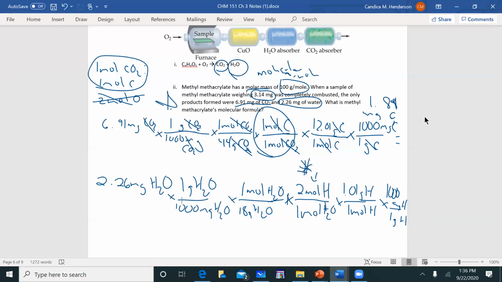So after this whole setup, we end up with a value, and you always want to check and make sure that your units are canceling. So in this case, milligram and milligram, gram and gram, mole of water and mole of water, mole of hydrogen and mole of hydrogen, gram of hydrogen and gram of hydrogen. We get 0.253 milligrams of hydrogen.